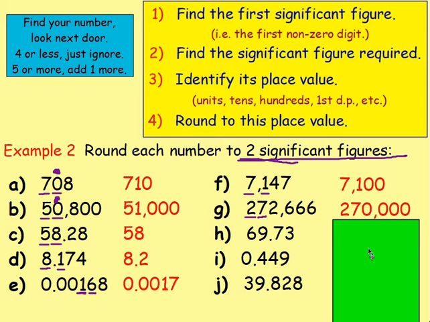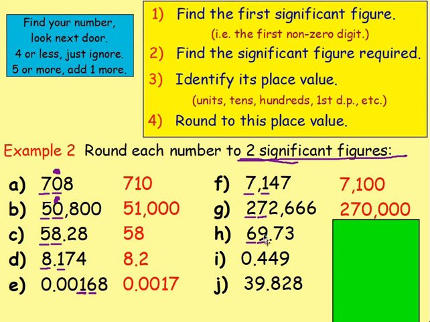With H, 69.73. We want to round that to 2 significant figures. So the first significant figure is the 6, and beside it is the 9. That's the second significant figure. That there is the units, and that's what we want to round to. So we want to round to the nearest whole number. So find your number. Look next door. It's 5 or more, so you add 1 more.